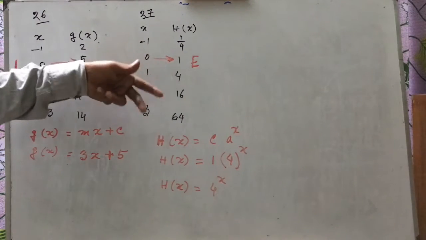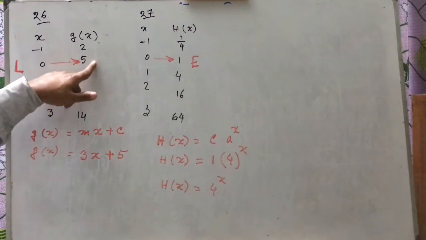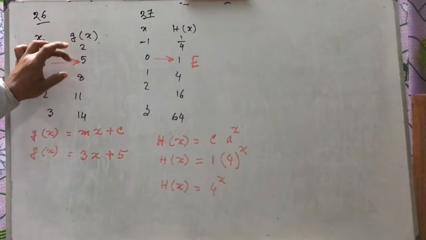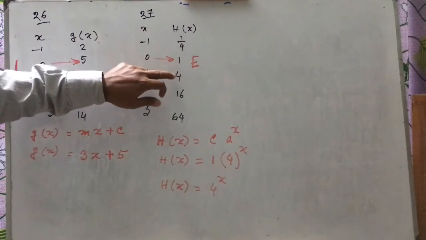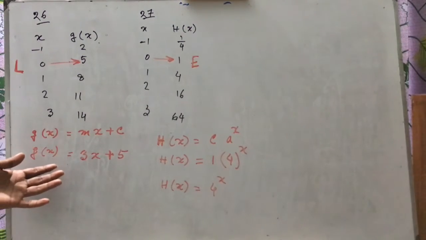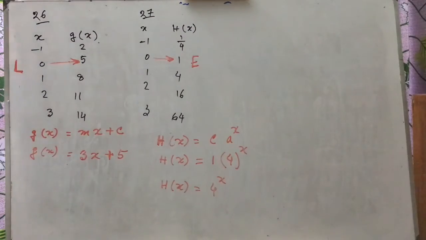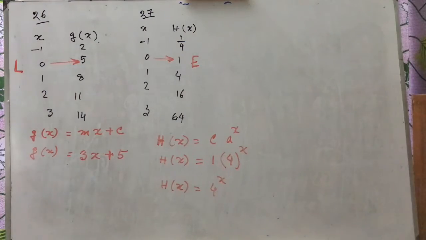If you take the ratio, always remember every second number divided by the first. You cannot do this one and this one. For every consecutive two numbers, you have to do second number minus first number for the difference, and second number divided by first number for the ratio. This is the convention. If the difference comes the same, then it is linear. If the ratio comes the same, then it is exponential. If neither the difference nor the ratio is the same, then it is neither. It is not exponential and not linear.